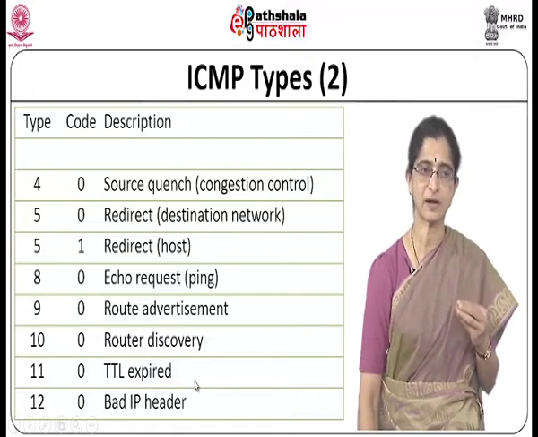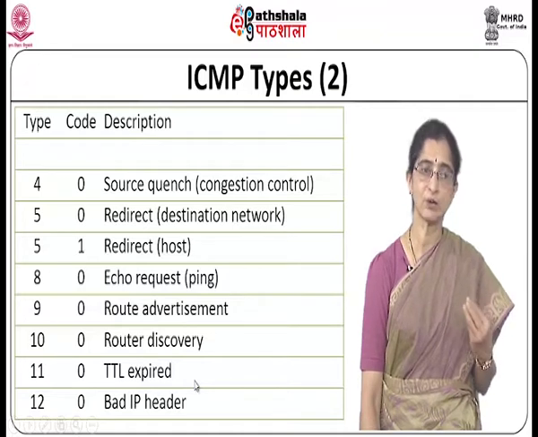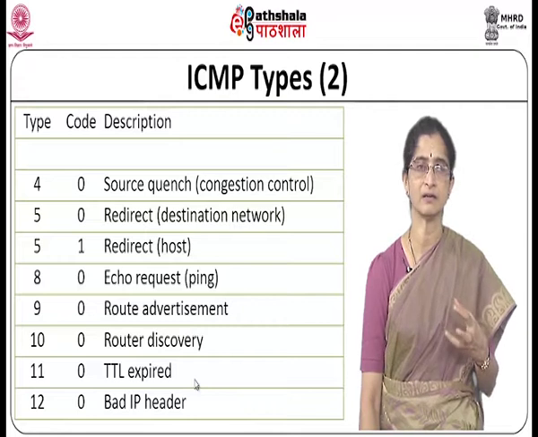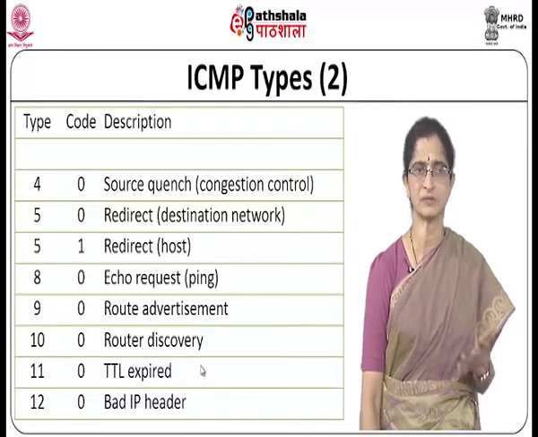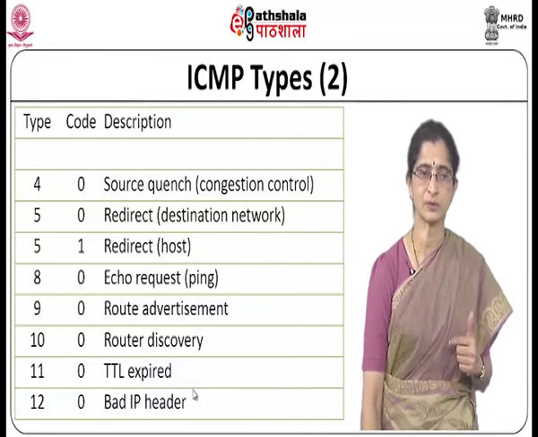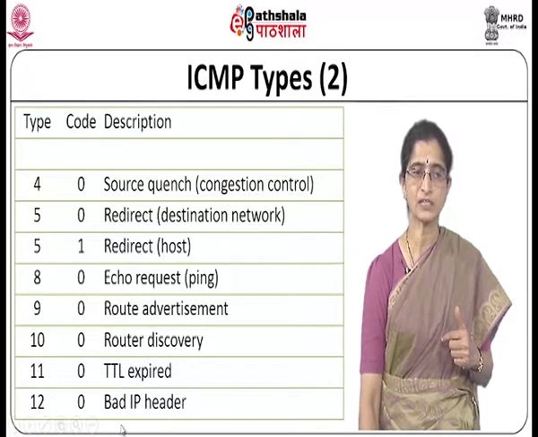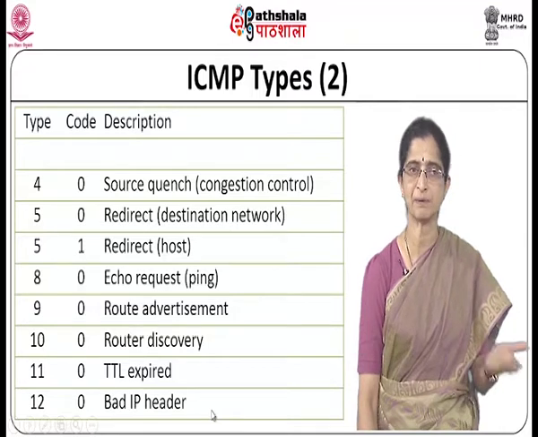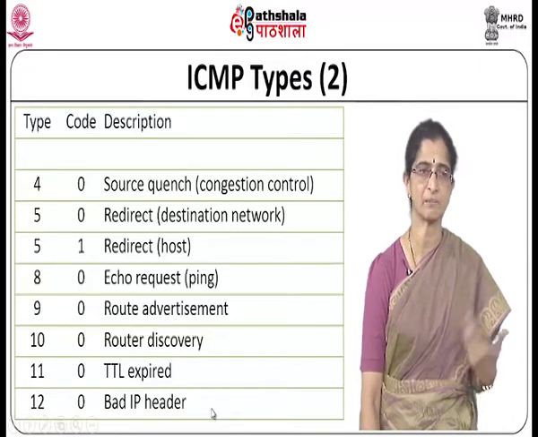So when a TTL expired message is sent back to the source, it knows that either the destination is much farther than the TTL value that was specified, or something has gone wrong. Okay, so these are the various things that we have. Of course, the last one that we have is a bad IP header, which means some parameter has gone wrong, that there is something wrong with the IP header, so then a bad IP header message is sent.